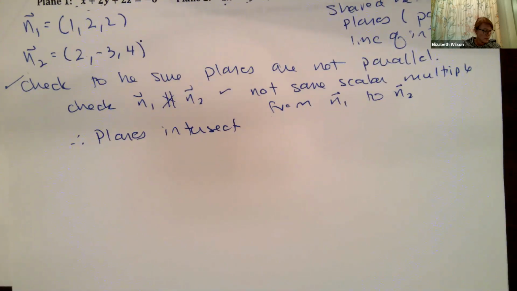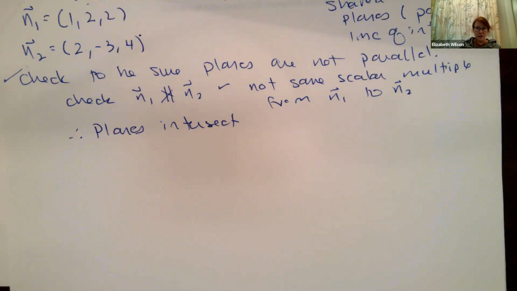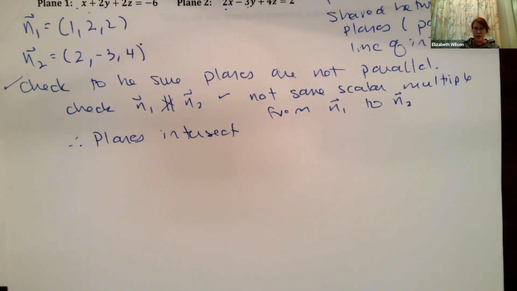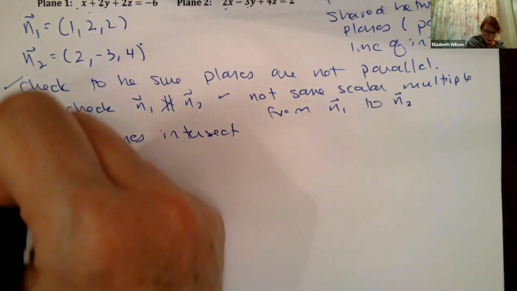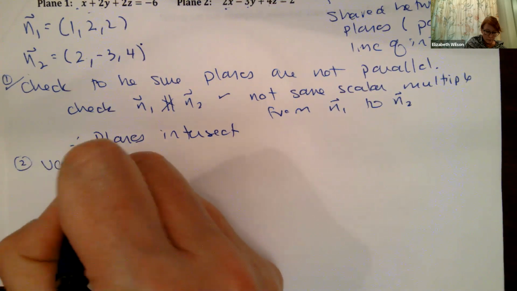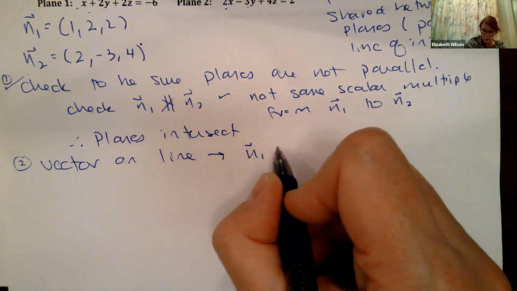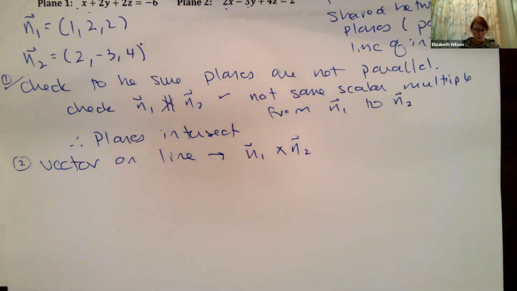All right, so now what I need to do is come up with a vector that's perpendicular to both normals. I'm going to come up with a vector that's parallel to the line, and then we're going to talk about how we get that point. So a vector on the line is n1 cross n2. It's just like we did before.